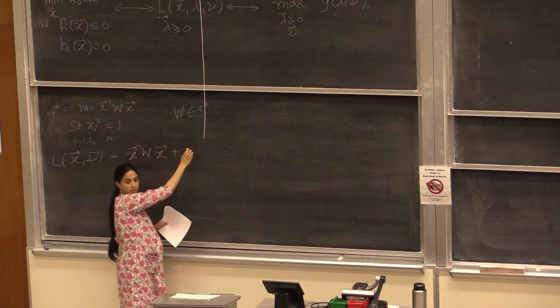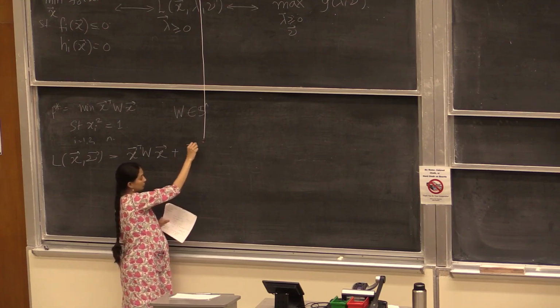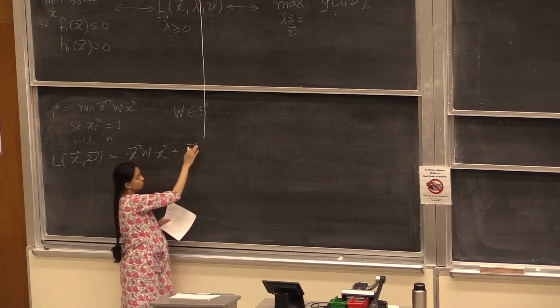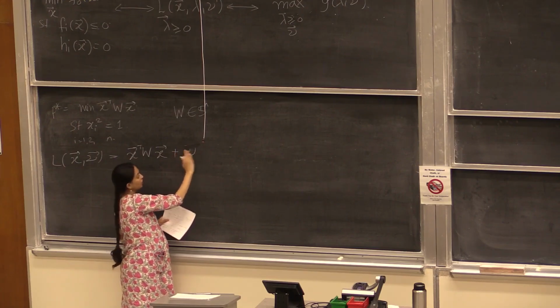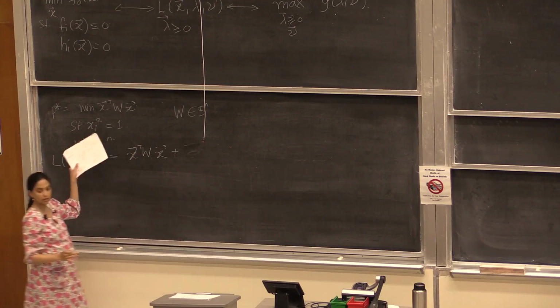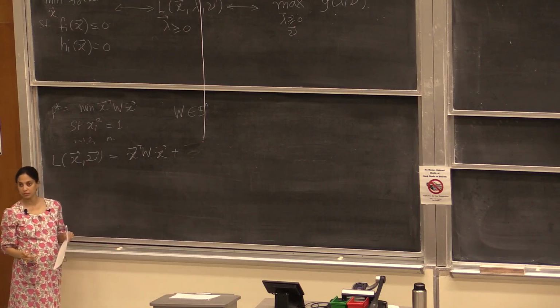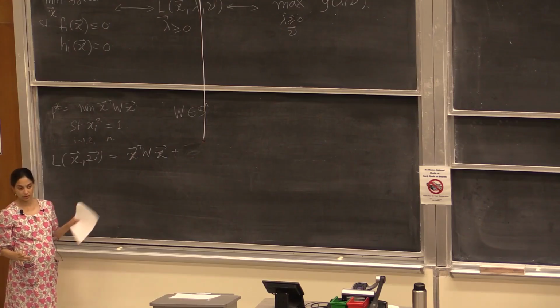Plus. How do you want to write it? So what is this constraint here? How do you write this constraint? How do you want to rewrite this constraint? You want to write this as h_i equal to 0, right?